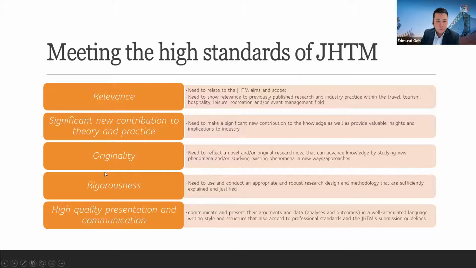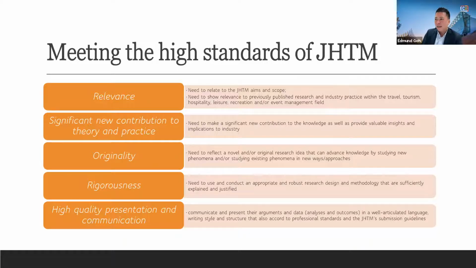And number 4, it needs to be rigorous and robust. Yep, especially in the methodology. Yep, as I always say, you can never ever hide a poor method. So it's very obvious to have a well-balanced method. And we'll talk about this later on. And more importantly, yep, it's about the high quality presentation and communication.